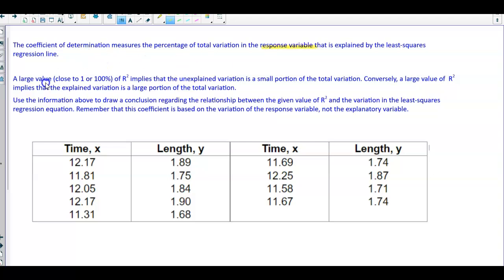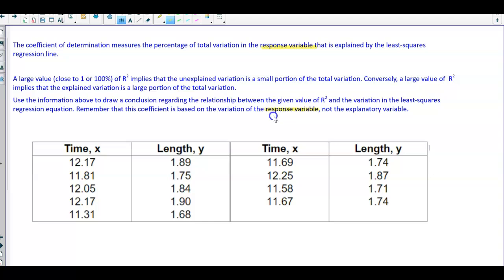Now it says a large value, which is close to 1 or 100% of the coefficient of determination, implies that the unexplained variation is a small portion of the total variation. Conversely, a large value of the coefficient of determination implies that the explained variation is a large portion of the total variation. We're going to use this information to draw a conclusion regarding the relationship between the given value of the coefficient of determination and the variation in the least squares regression equation. Remember that this coefficient is based on the variation of the response variable and not the explanatory variable.